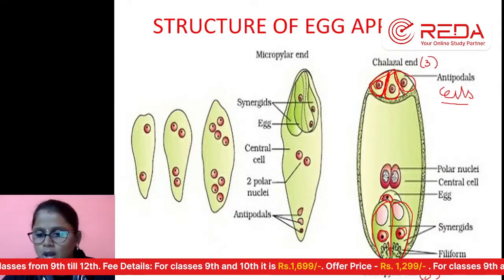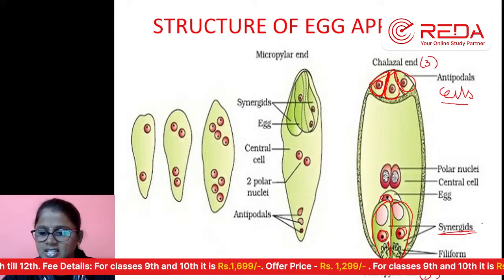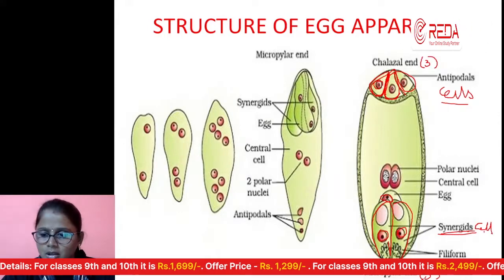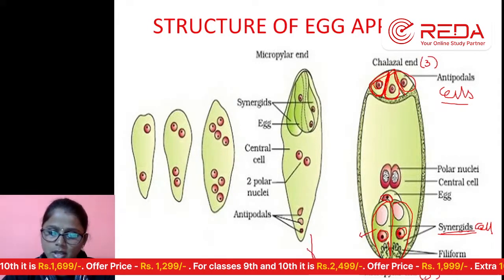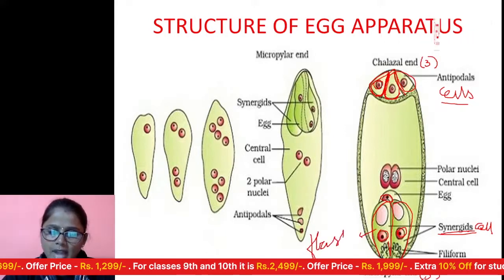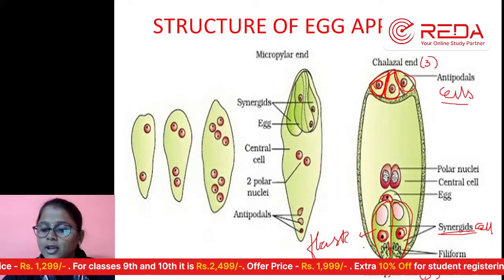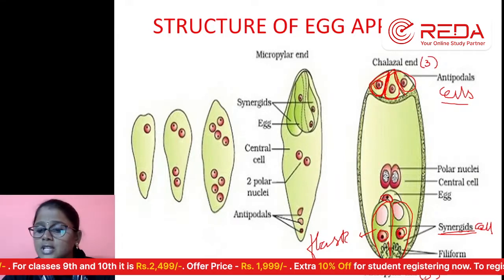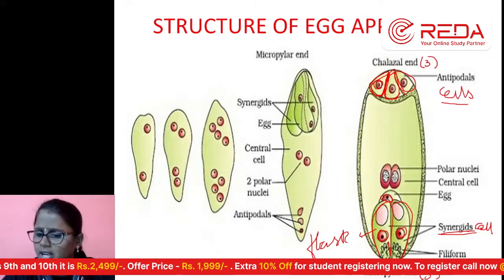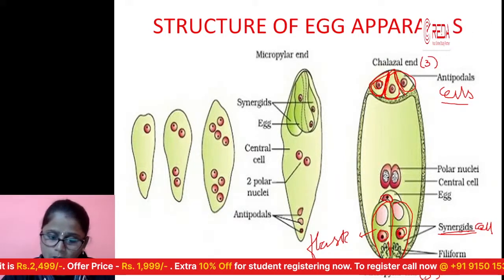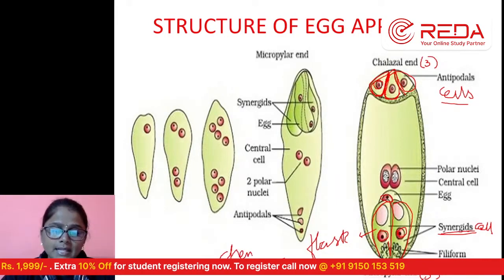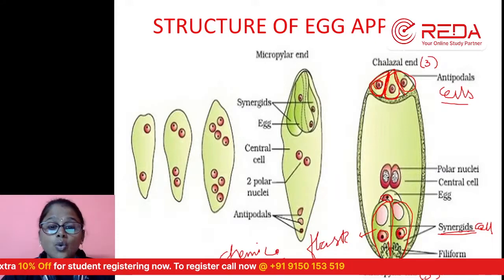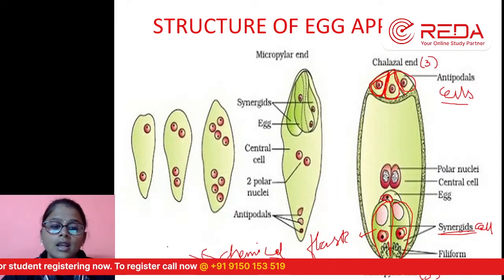So 2 of these are called synergids. The synergid cells have a structure like a flask. Okay. So they are in the structure of a flask, and they are going to take the micropylar end. And they are producing a filiform apparatus. Very, very, very important, because this filiform apparatus is going to produce chemical substances which are going to give a signal to the pollen tube.